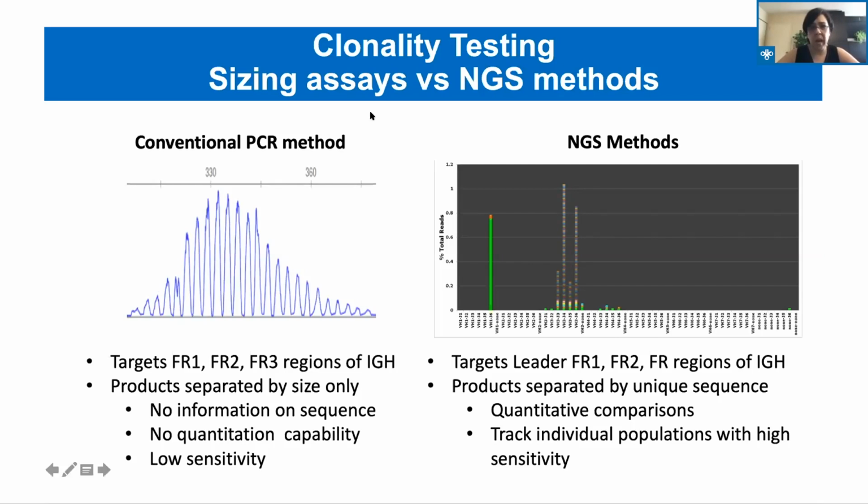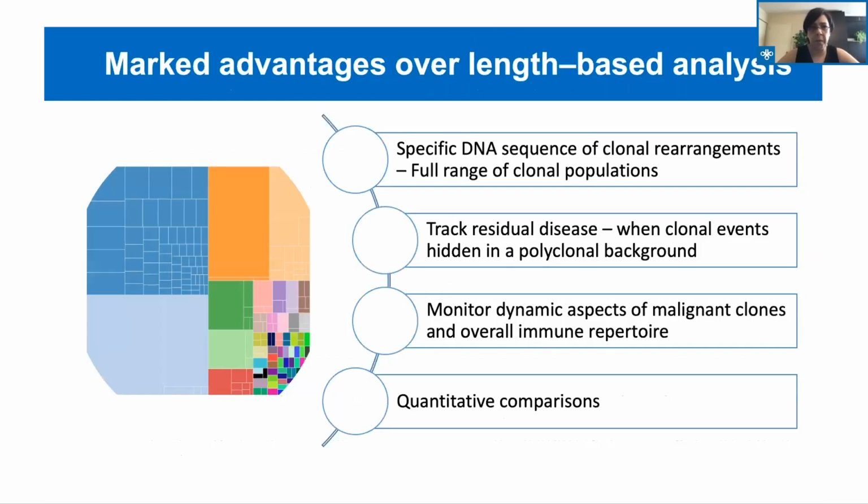On the other hand, we have NGS methods, which target similar regions, FR1, FR2, and FR3, but also target the leader portion of the gene. In this case, the products are separated not by size alone, but also by the unique sequence. It also allows you to do quantitative comparisons and track individual populations, not only the clonal population that is the malignant one, but also the polyclonal background.